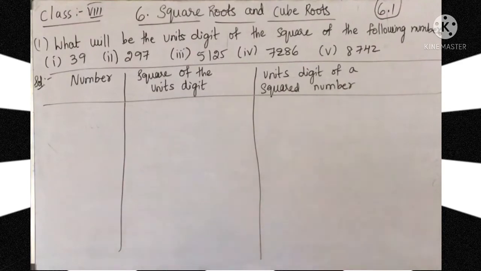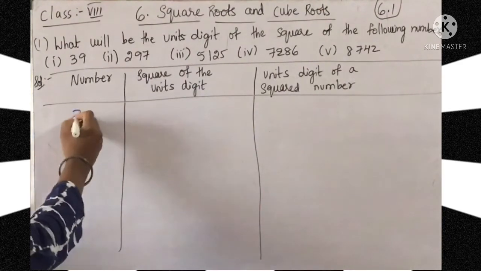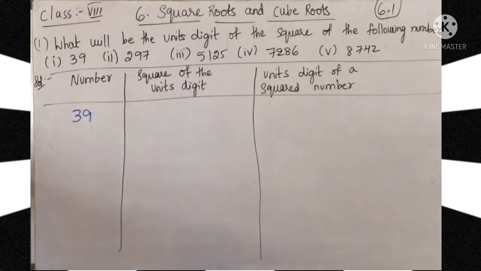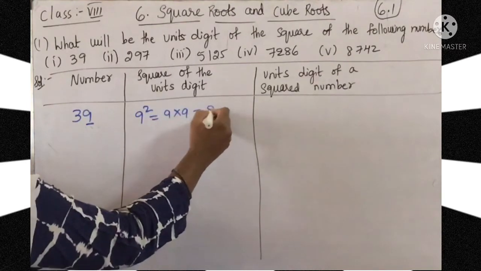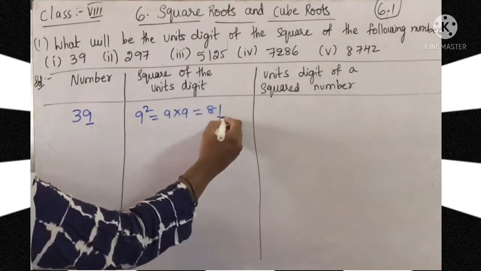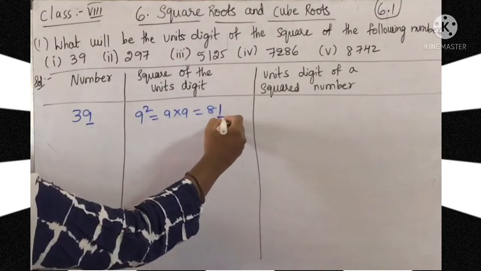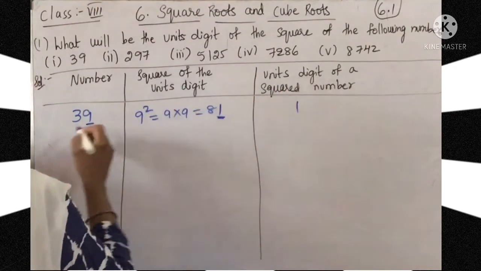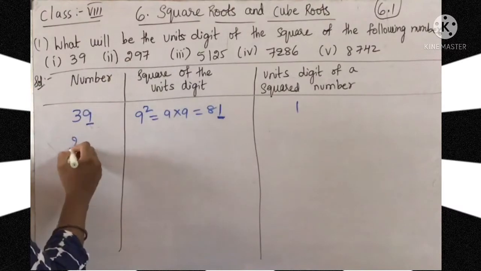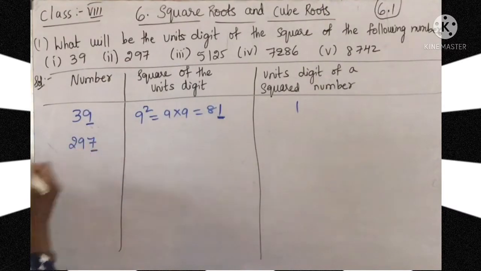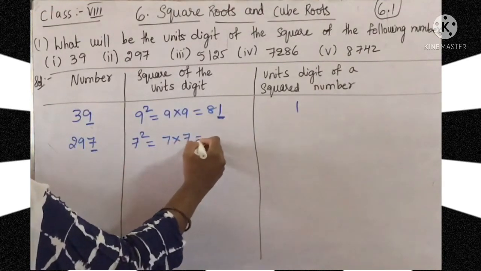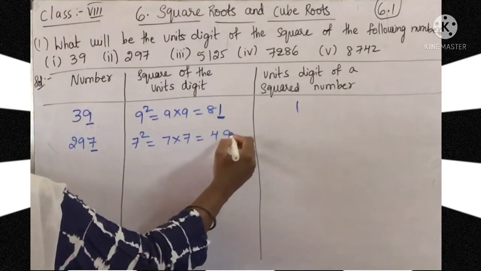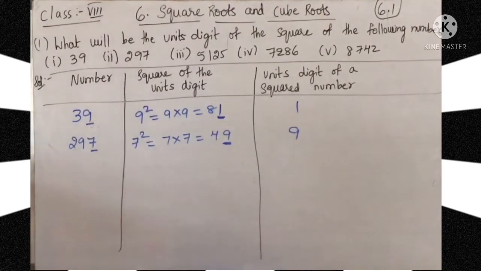Here, coming to the first question, 39. What is the units digit here? If you see, 9 is in the units digit. So the square of the units digit, 9 square. 9 nines are how much? 81. In 81, 1 is in the units digit. So the units digit of the square number is 1. Second one, 297. 7 is in the units digit. 7 square, 7 sevens are 49. So what will be the units digit? 9 will be the units digit.